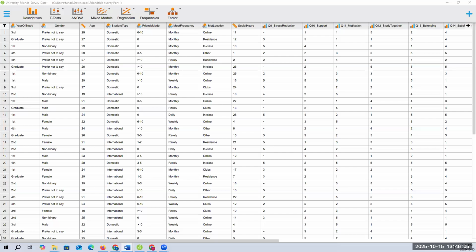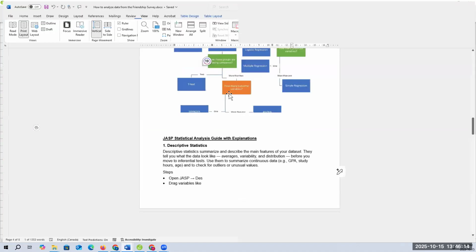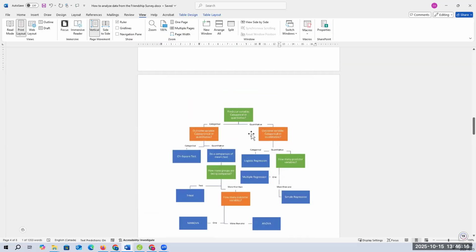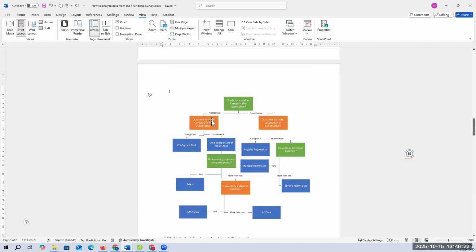So let's go ahead with analyzing the data. First, actually, this is a good diagram over here in terms of the predictor variable. So here, for example, we have predictor variable, categorical, or quantitative. So it's a good way to think of what statistical analysis should I do, right?